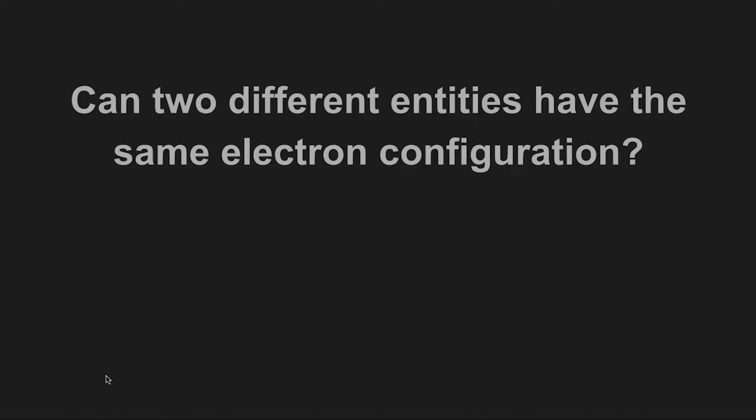Now that we've covered the specific rules for every type of subshell, let's ask ourselves, can two different entities have the same electron configuration? And the answer is yes. This is because of ions, because they can gain or lose electrons, meaning that their electron configuration can change, and they can have the same electron configuration as another element. But this also means that they're going to have a different electron configuration than their respective ground state.